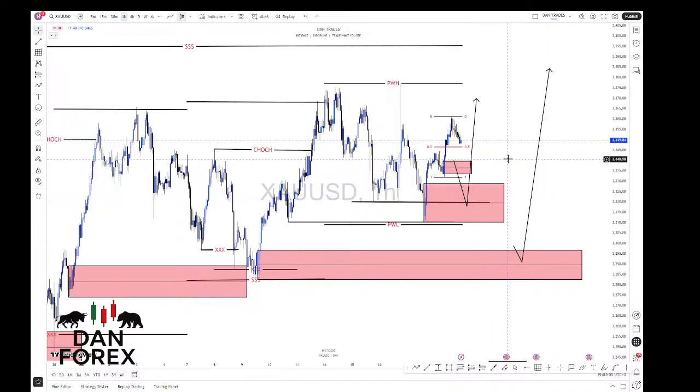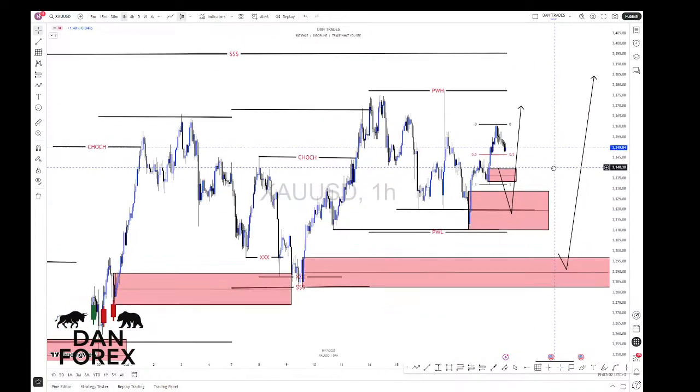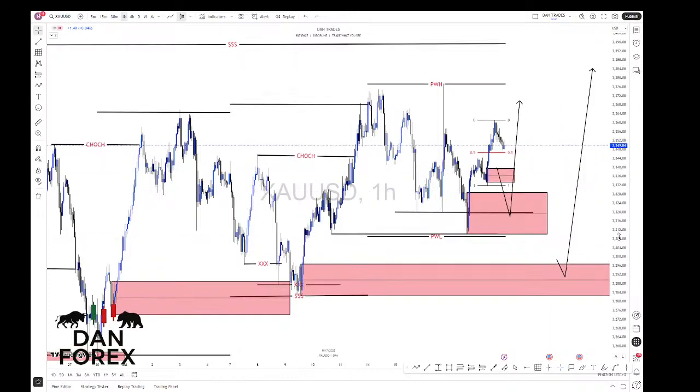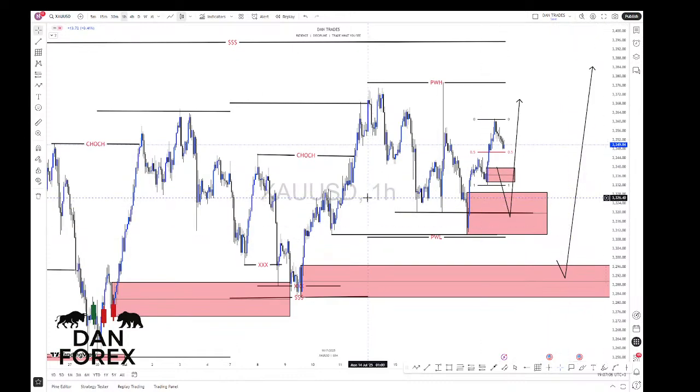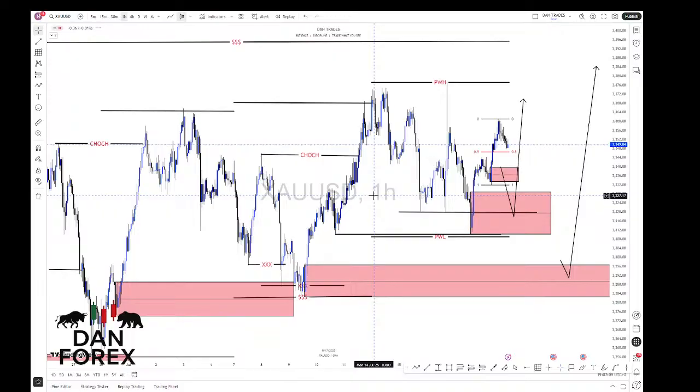So this is the kind of setup I have on gold. This is what I'll be looking for.